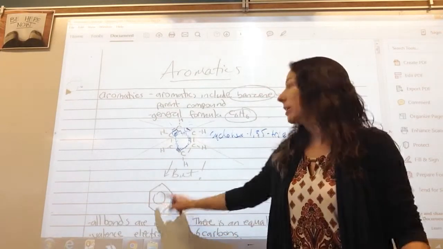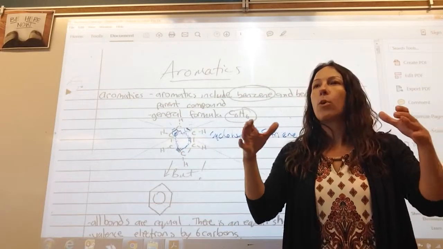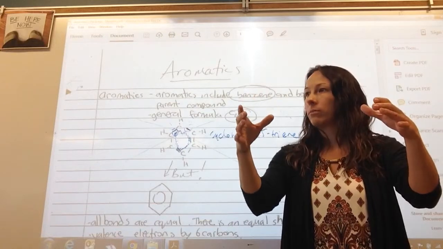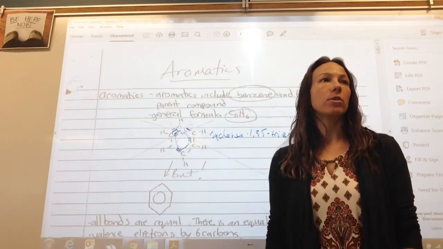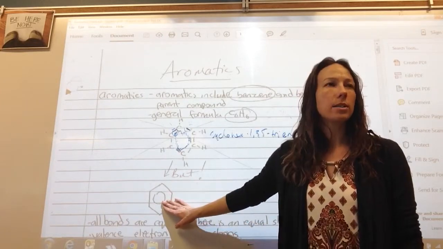It's a circle. That means I'm overlapping all of these pi bonds so they end up with one ring cloud in the middle, both top and bottom of the structure. Okay? So that's what that's trying to say to you.